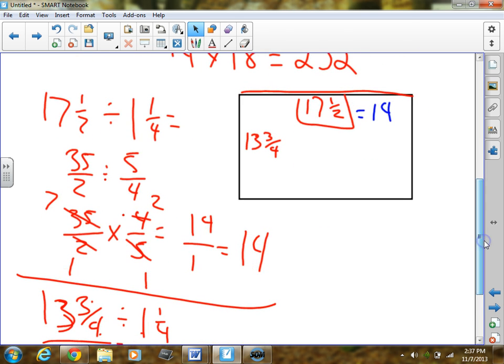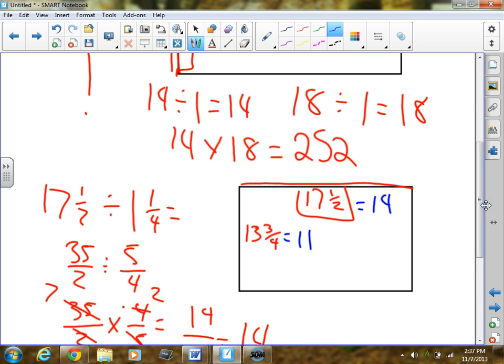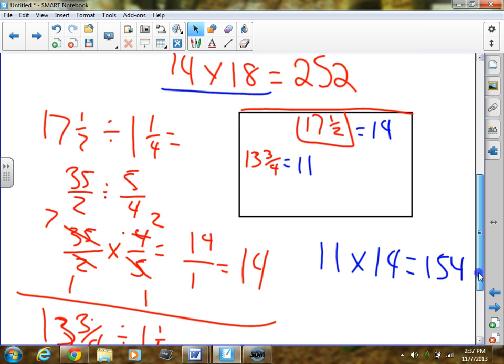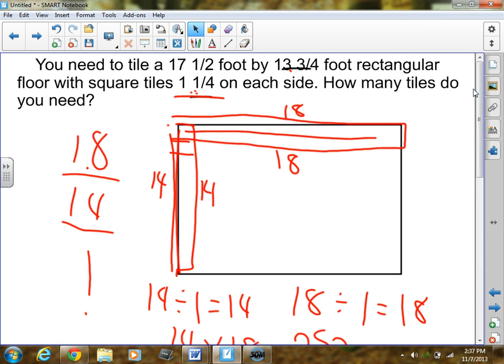So going back up here, I have 14 tiles on the top. I have 11 tiles on the bottom. So now all I have to do, like I did up here, is multiply them together. So 11 times 14. And my final answer, 11 times 14, is going to be 154.